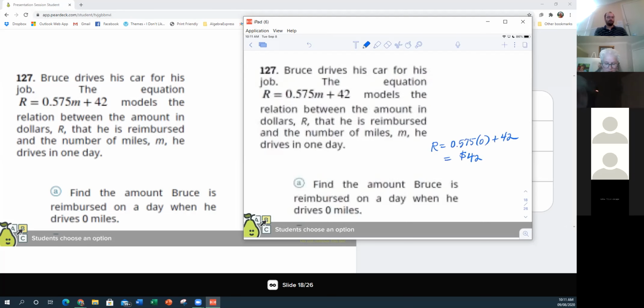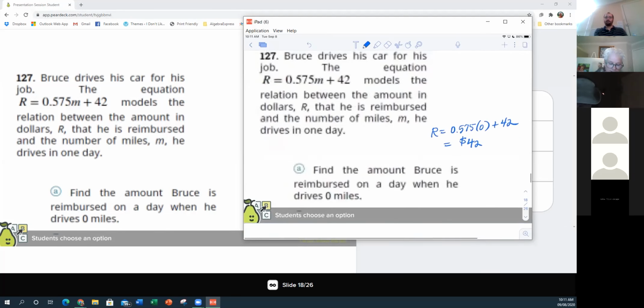Okay, and again, I really would like you to say that Bruce is reimbursed $42 on a day when he drives 0 miles. And at the very least, you want to make sure that you put the dollar sign in there, because otherwise it's like 42 what? I don't know.